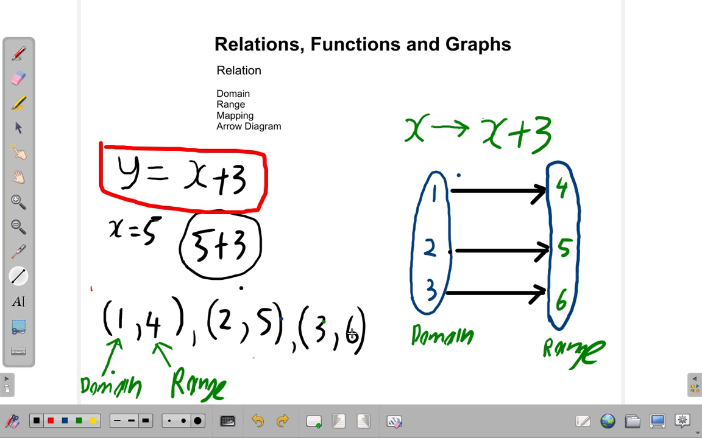Now, what we're going to do next time is look at what is called the function, which is a particular type of relation. But for now, we'll break at this point and we continue in the next video.